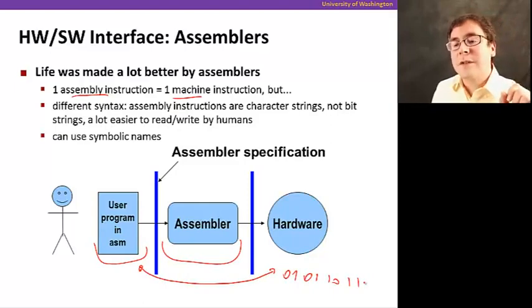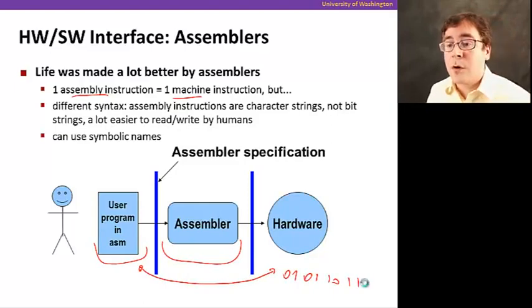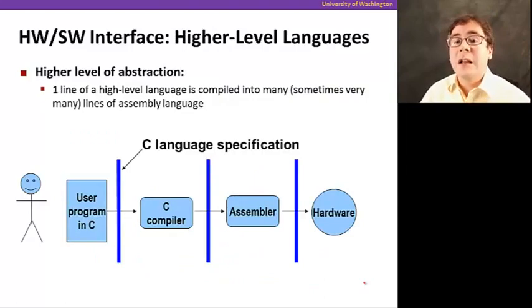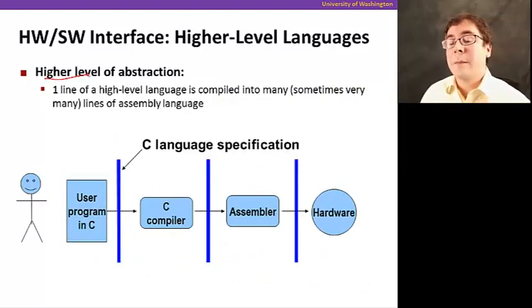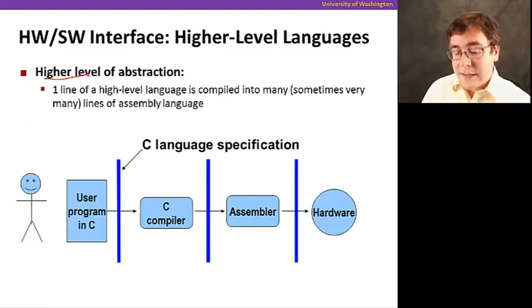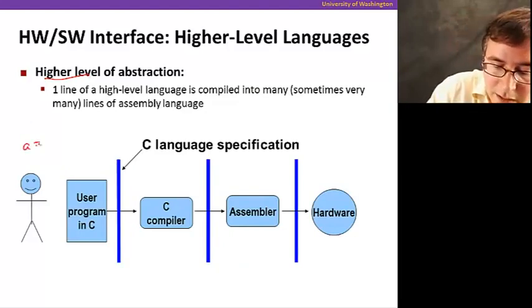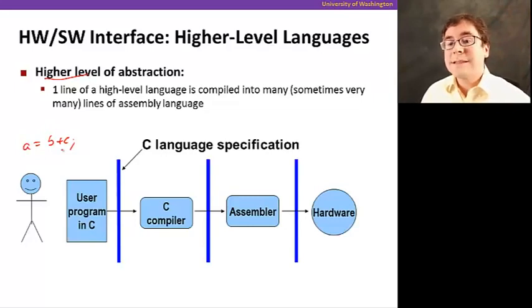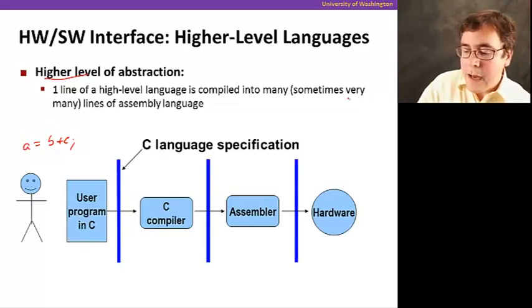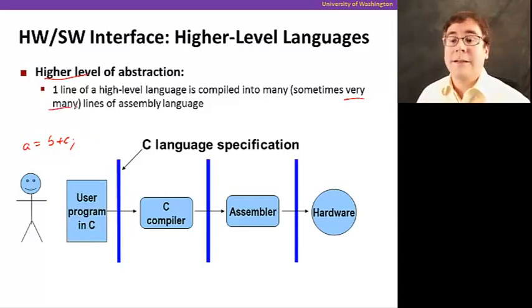But even then, that wasn't enough, because programs were getting more and more complex, so we needed yet another level of abstraction that's much higher level. These are languages like C and Java. They're much, much higher level, and you can write statements like A equals B plus C, for example. One statement in this high-level language can translate to many, many assembly language instructions.